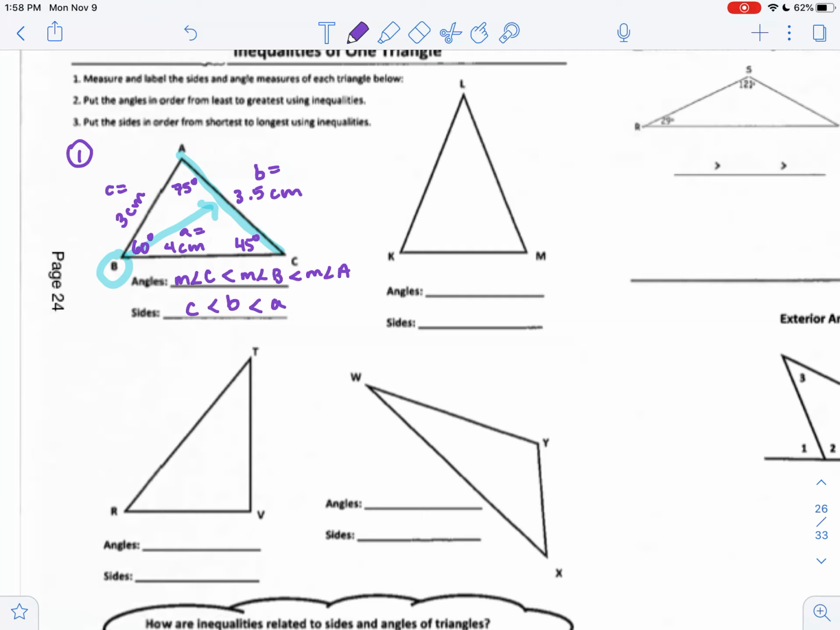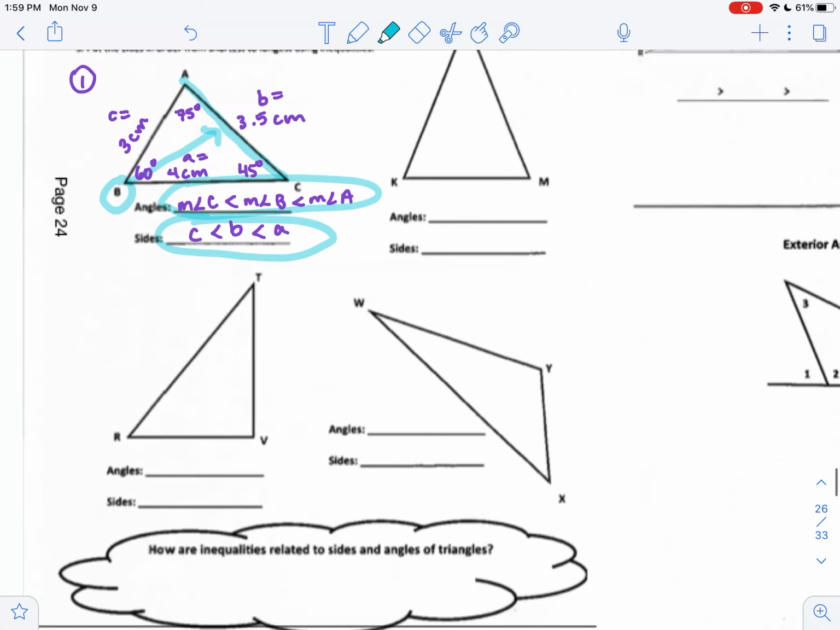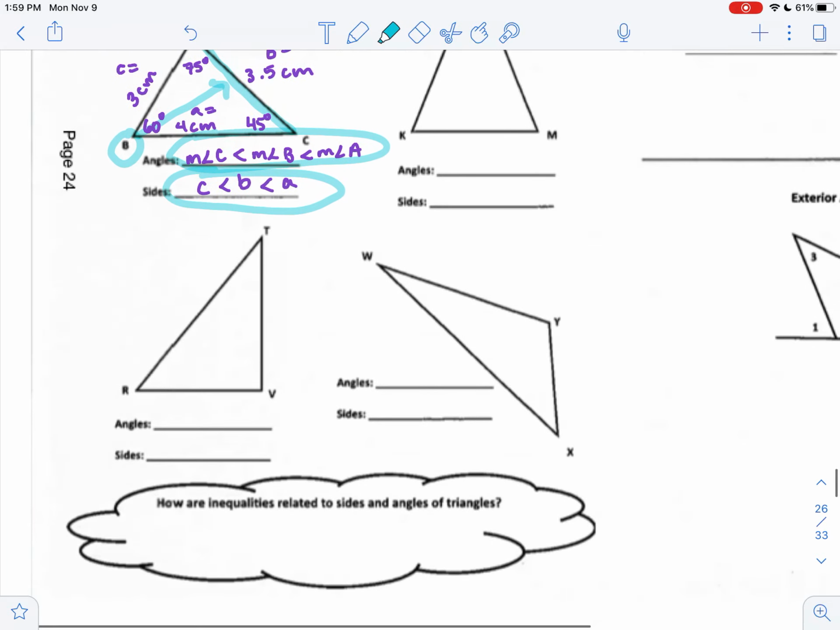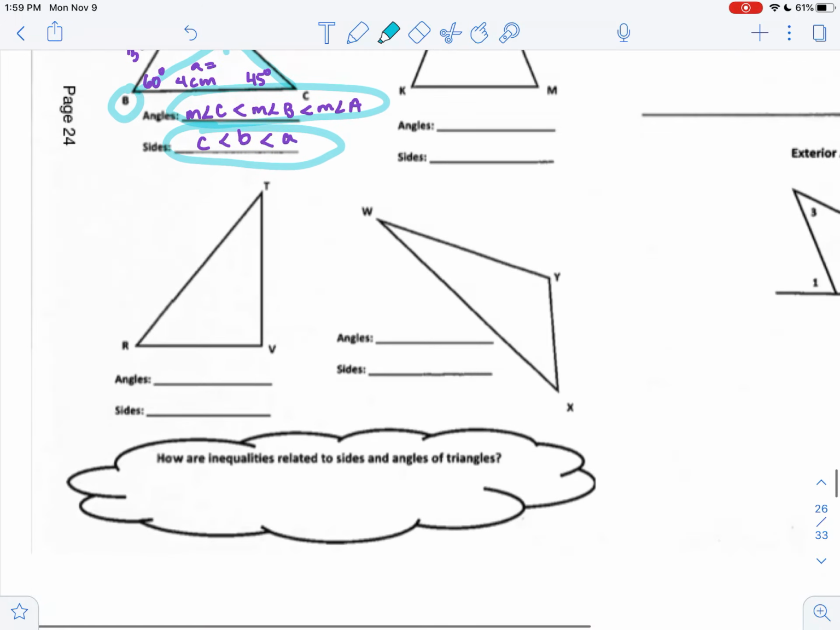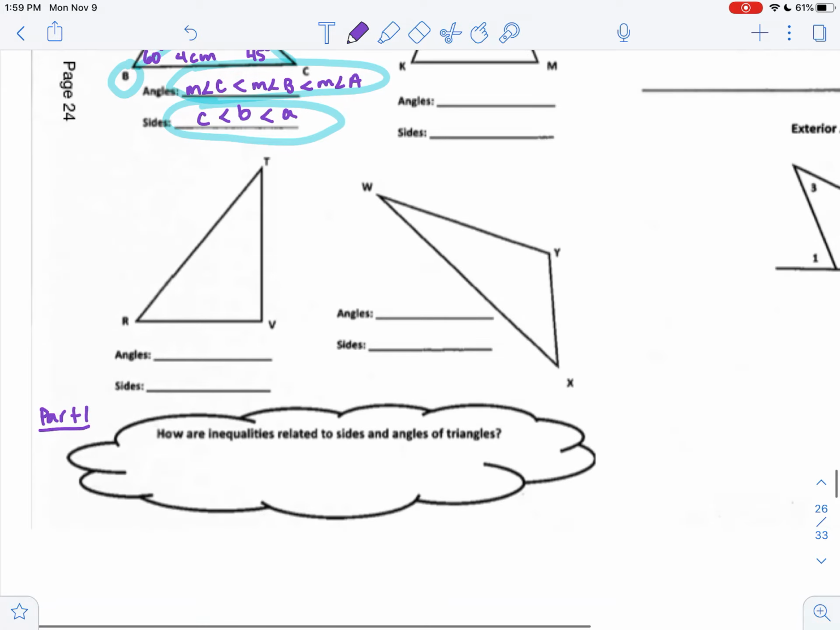If you notice the order in which I placed the angles from least to greatest, and then the side lengths from least to greatest, we come across our first inequality statement. We'll summarize this as part 1. How are the sides and angles of a triangle related? We might hear this referred to as side-angle relationships.